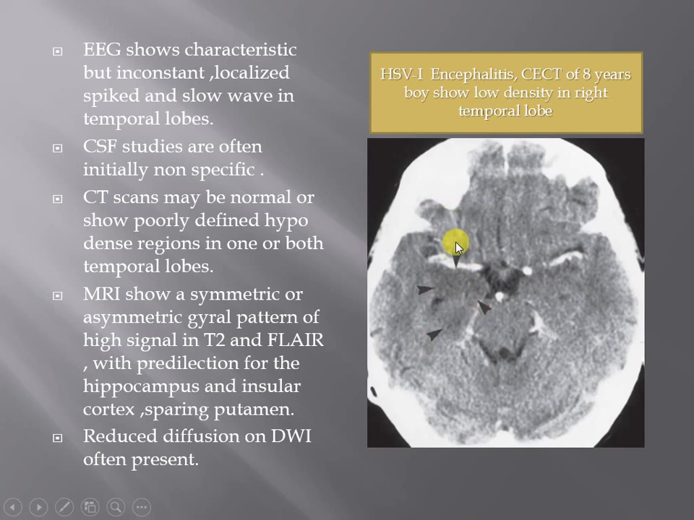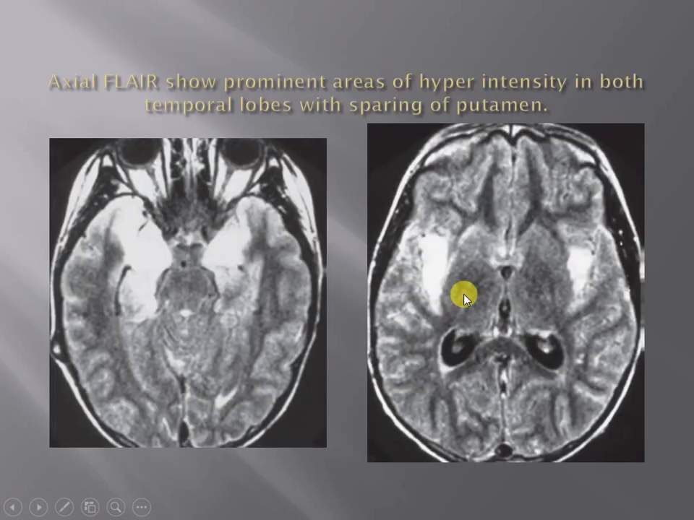Herpes simplex virus type 1 encephalitis. Contrast enhanced CT of an 8 year old boy shows low density at the right temporal lobe. Axial FLAIR shows prominent areas of hyperintensity in both temporal lobes with sparing of the putamen.